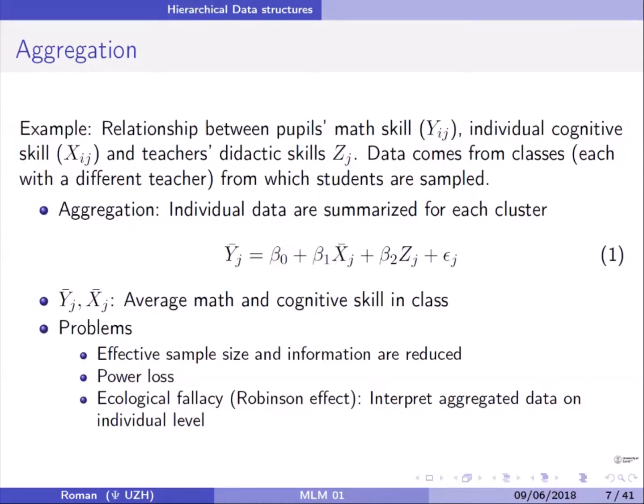We also have something called the ecological fallacy, which is interpreting aggregated data on an individual level. In an analysis such as this, we should not extrapolate the types of claims we make to the individual, because we are actually only making estimates at the class size level. This is a problem, and this is where multi-level modeling will come in.